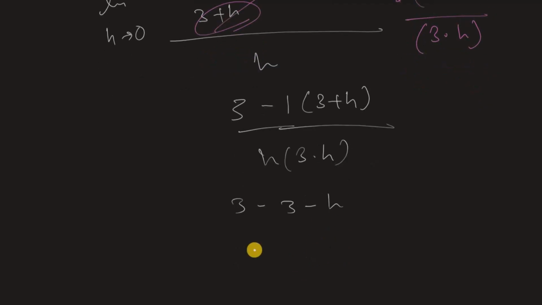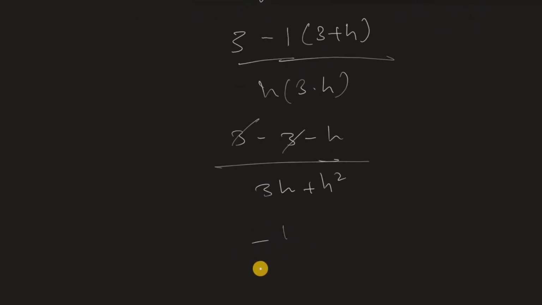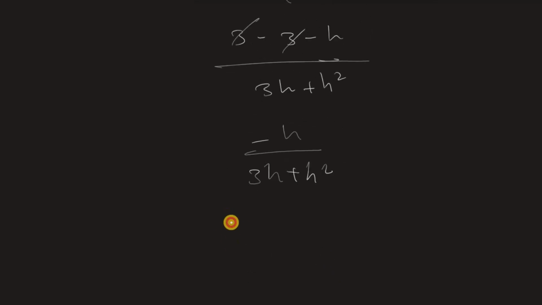So we have here 3 minus h over here, and at the bottom what do we have? At the bottom we have 3h plus h squared. Okay, so we have this over here, and our 3 and 3 is going to cancel out, so we're only left with negative h over 3h plus h squared. Now we can go ahead and factor out h.